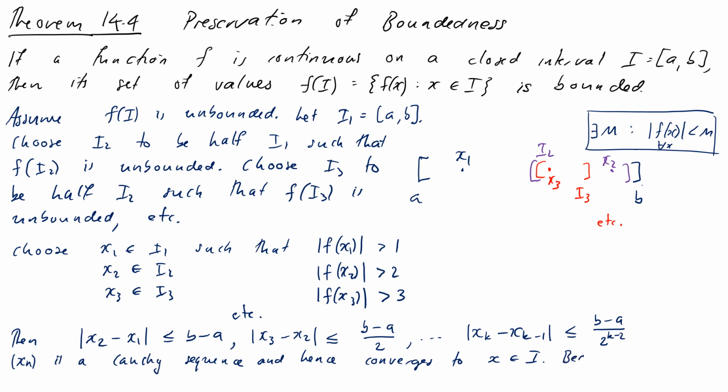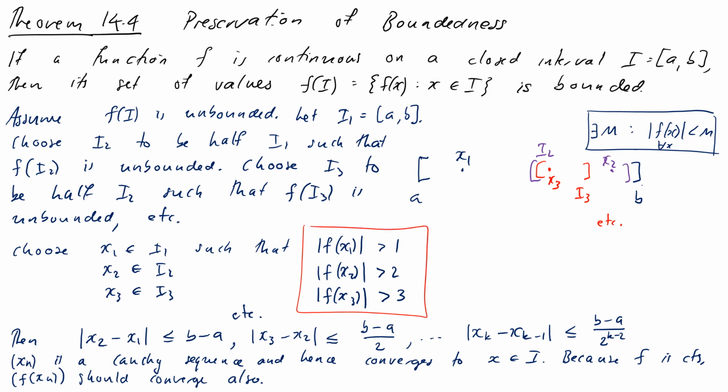And now, because f is continuous, it must also follow that the sequence of f of xn should converge also. Okay, but clearly it doesn't, because it's just increasing forever by steps of at least 1. So we have our f of xn is definitely not converging to any value. But this thing is unbounded, and does not converge.